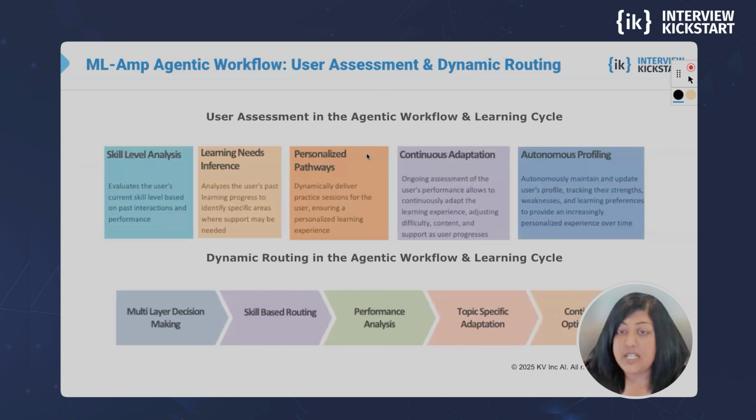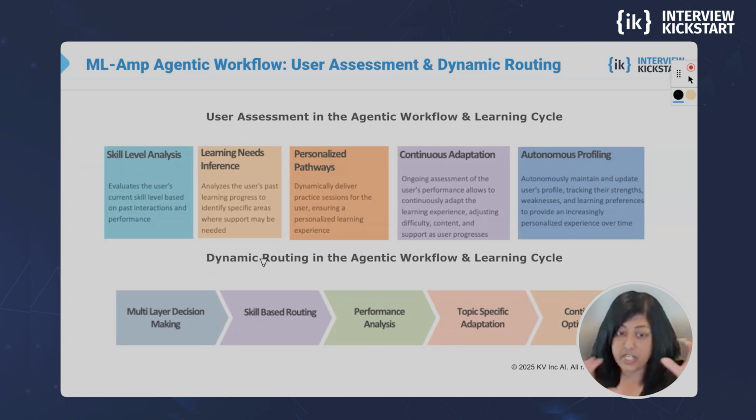All right, so this goes in a little more into each of the agents, the user assessment agent, the dynamic routing agent. Just to quickly give you an overview, the user assessment agent is doing a skill level analysis. It's doing learning needs inference and providing personalized pathways, and hence it's continuously able to adapt based on the learner's needs and autonomously profile the user. No interaction whatsoever on behalf of the user. All of this is happening as part of the user assessment agent in the workflow.